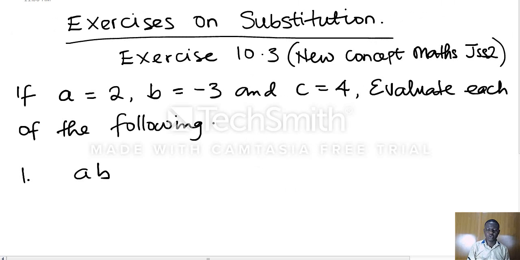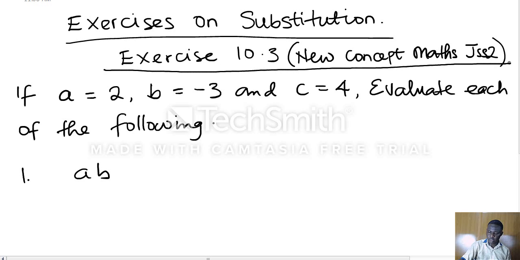Let's look at some examples. Let's take some exercises on substitution, and this can be seen from your New Concept Mathematics exercise 10.3 for GSS 2. The question says, if A is equal to 2, B is equal to -3, and C is equal to 4, that we should evaluate each of the following.